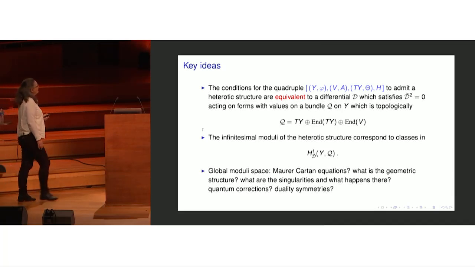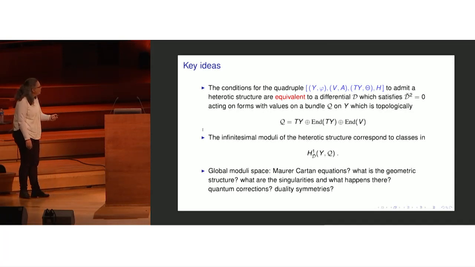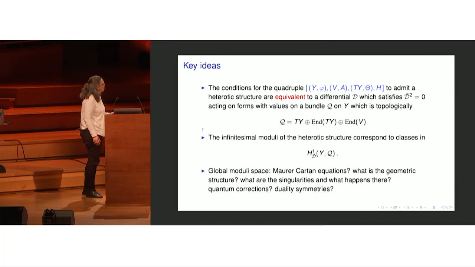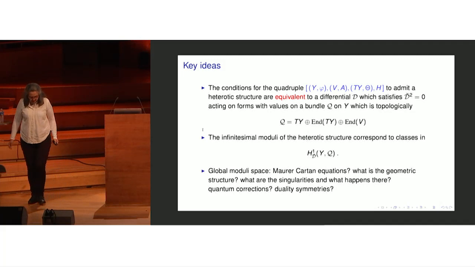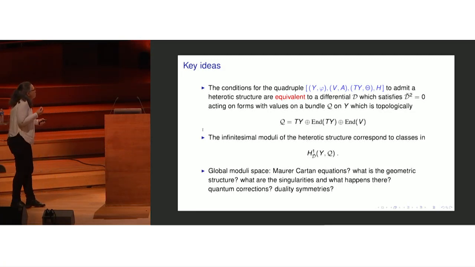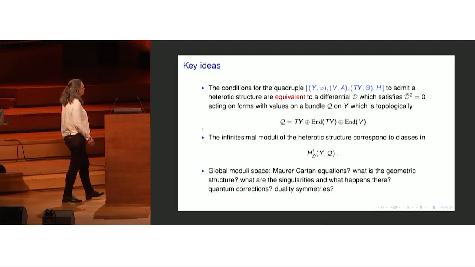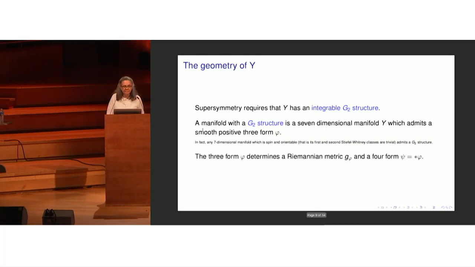This is about all I will have time to tell you about. There are a number of questions that arise from this. What does it mean to ask about Maurer-Cartan equations? What happens when you deform beyond infinitesimal deformations? What is the true moduli space? When you include quantum corrections, what are the singularities? What happens there, and so on. I have very little to say about this for the G2 case.